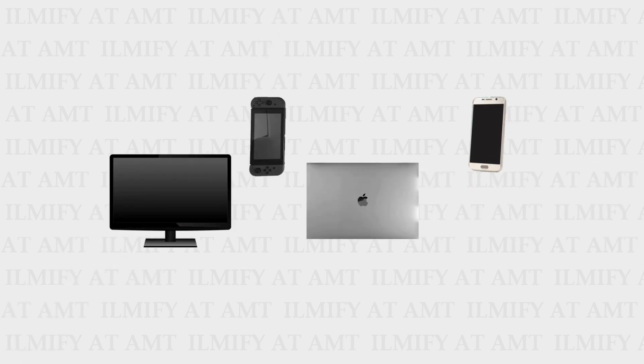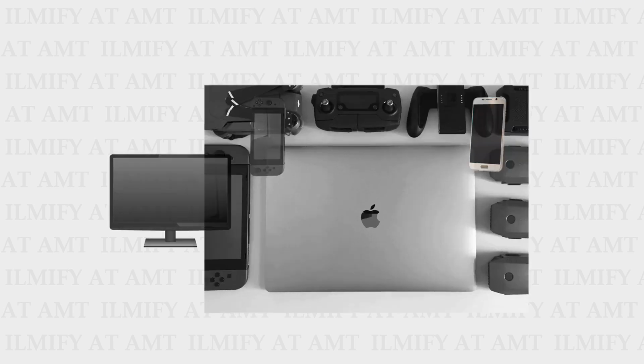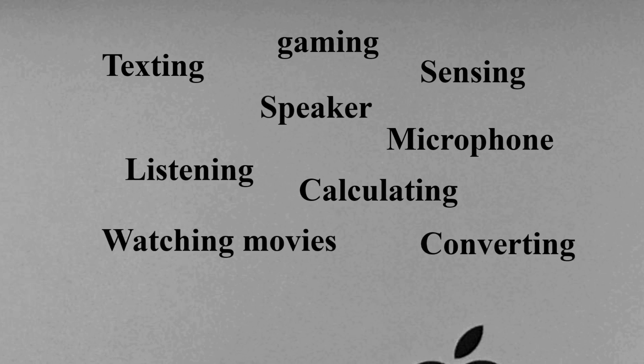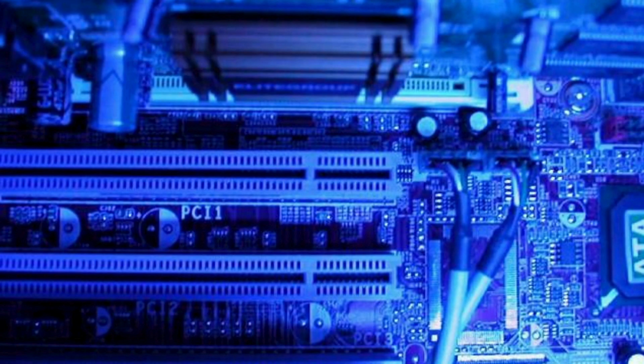Phones, TV, laptops, and gaming devices are part of our daily lives, used for texting, using microphones, gaming, calculating, sensing, listening, converting, speaking, or watching movies. Running all these functions in a device like a phone or laptop is a bit difficult. So, what makes these functions run smoothly? The processors, or electronic chips, present in these devices.